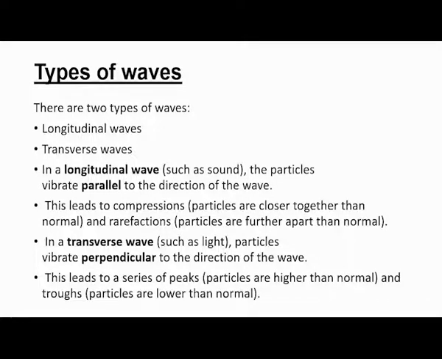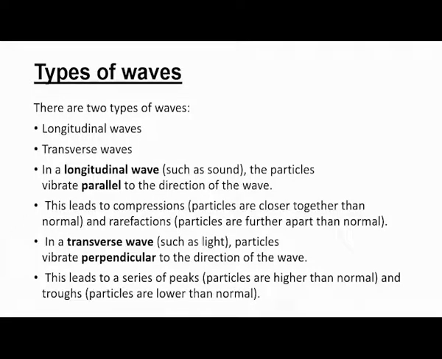Transverse waves: the particles vibrate perpendicular to the direction of the wave. In the transverse wave, we have peaks and troughs. Peaks are also known as crests. So the highest point in the transverse wave is called a peak or a crest, and the lowest point in a transverse wave is called a trough.